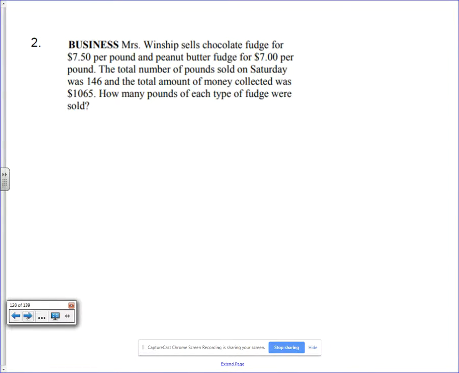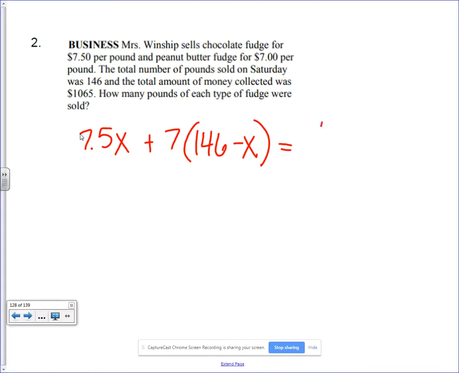Okay, so we're doing types of fudge here. We don't know how many pounds of each type of fudge are sold, but I do know that the total pounds of fudge was 146. So I'm going to say the $7.50 per pound is going to be X. The $7 per pound is going to be 146 minus X. And the total they collected is 1,065. So that will be the equation that you're trying to solve.